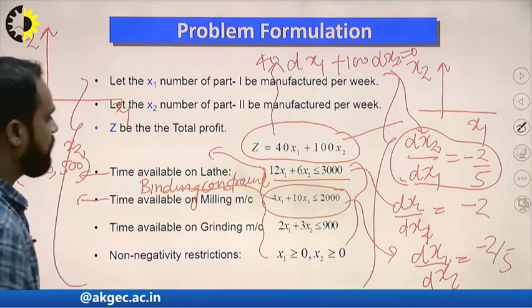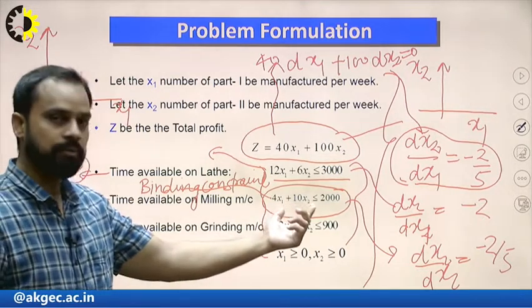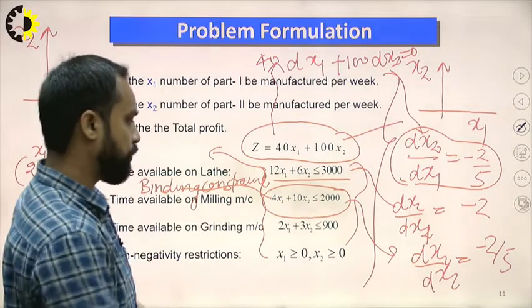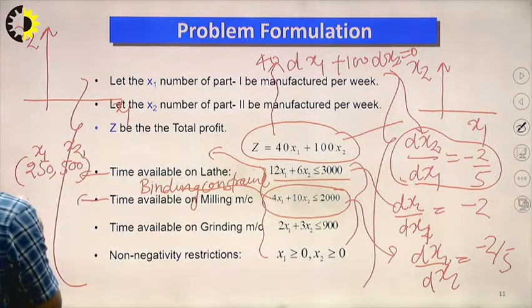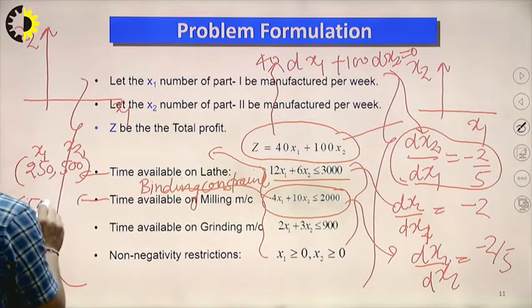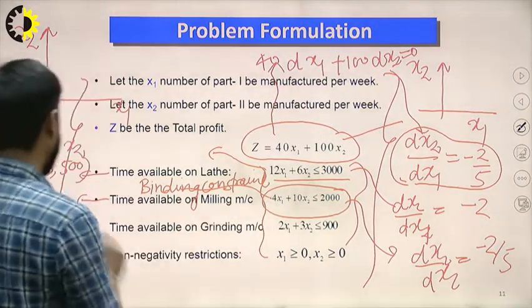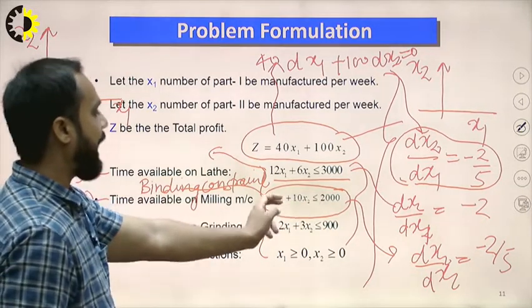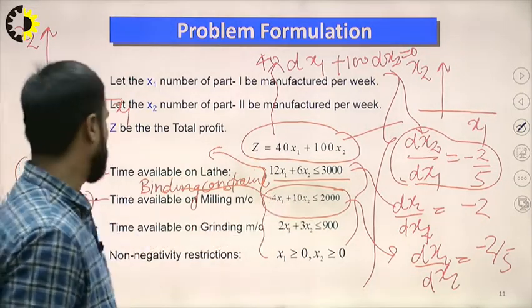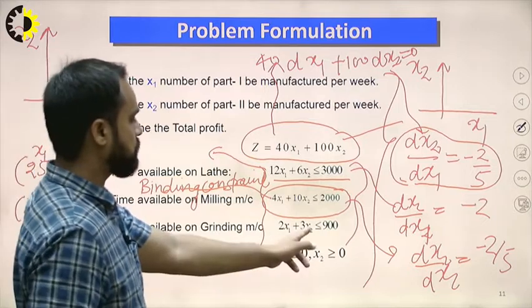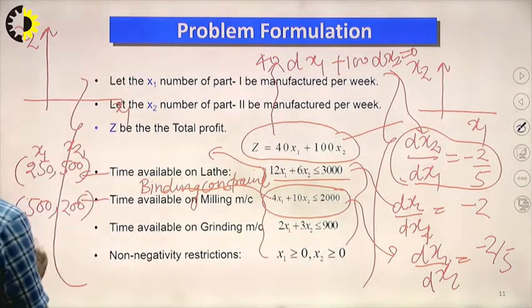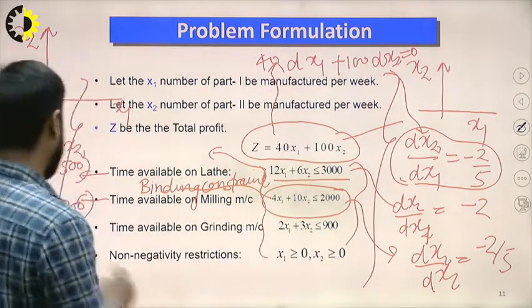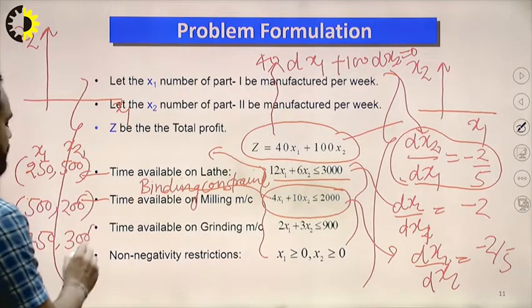In the second equation, if I take x2 equal to 0, x1 is 2000 upon 4, which becomes 500, and the other coordinate is 200. If I put x1 equal to 0, x2 becomes 200. In the next equation, if I put x2 equal to 0, the coordinate becomes 450, and the other one is 300. This way I can write the coordinates.